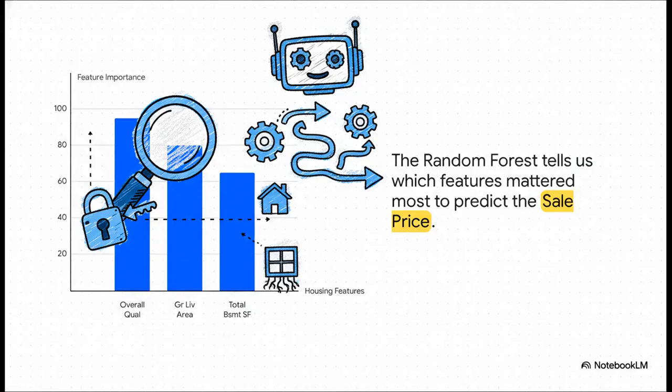Which brings us to the big reveal. After all that work, our random forest model tells us exactly what mattered most. And look at that. The number one most important feature for predicting a house price was overall quality. That was even more important than the ground living area or the total basement square footage. This is what it's all about, using these tools to find the real story hidden in the data.